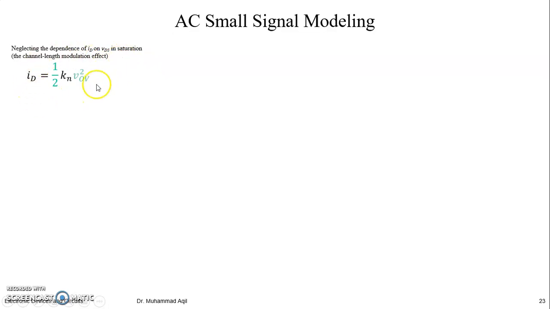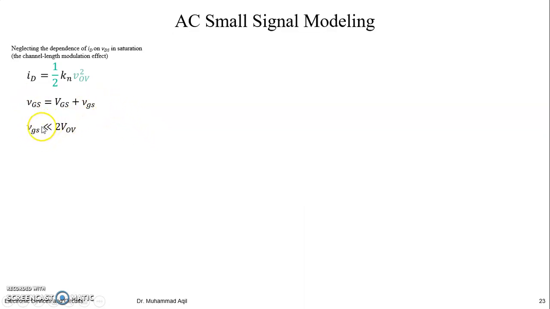So, neglecting the dependence of ID on VDS in saturation, the channel length modulation effect, we have this relation of ID in the saturation region. If we have the channel length modulation effect, the early effect, we would have another parameter, 1 plus lambda something. And we know that this is DC VGS, but when we insert an AC signal, then part of that AC signal becomes AC VGS, and the transistor will feel a combined signal, the total VGS.